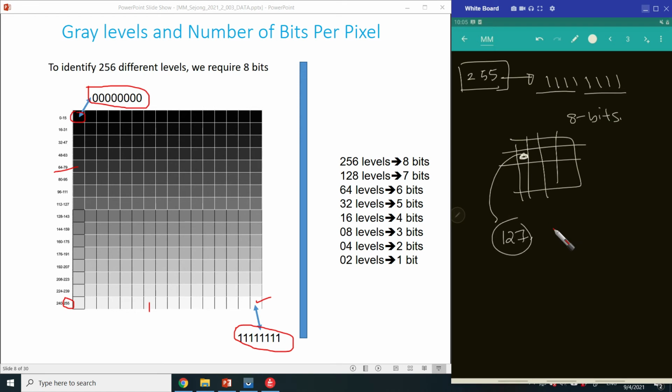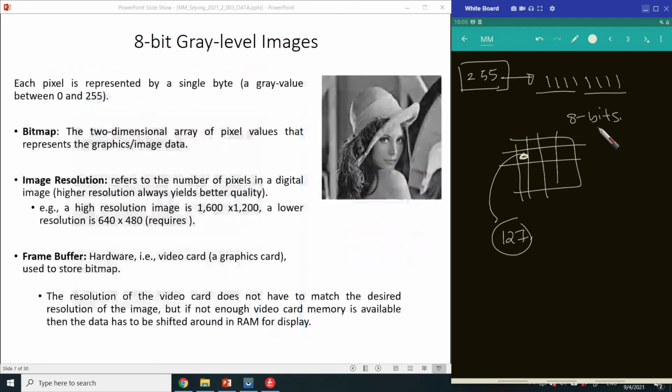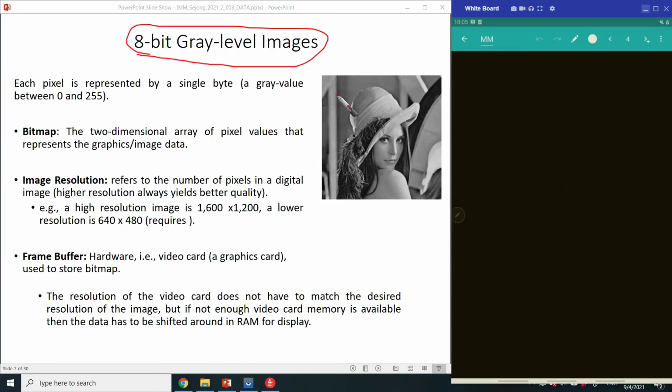If it is 127, what is the binary number? Then we need to convert to a binary number, and for this binary number we require 8 bits. So that's the idea when we say the 8-bit gray level image, which is the standard gray level image. Each pixel we can assign a gray level, and to represent that gray level we need 8 bits. To store that gray level information, we need 8 bits in computer memory. So that's the idea.